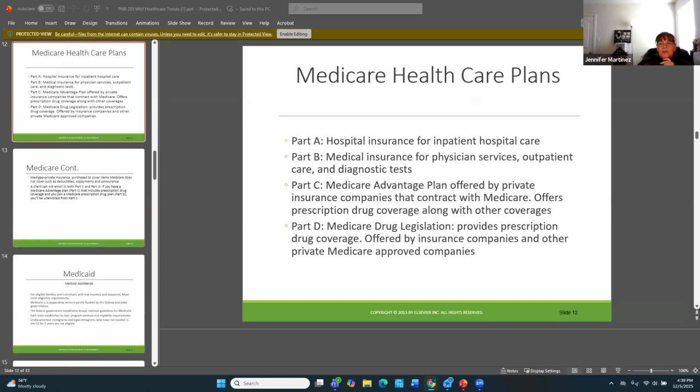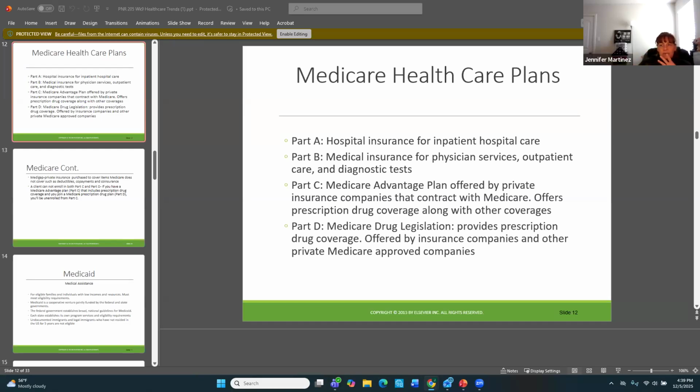So under Medicare, there are different plans. Part A is your hospital insurance. It covers your hospital stays, your care in a skilled nursing facility, hospice care. It also may cover some home health care. So again, Part A is your inpatient hospital, your skilled nursing facility, your hospice care, and some home health care.